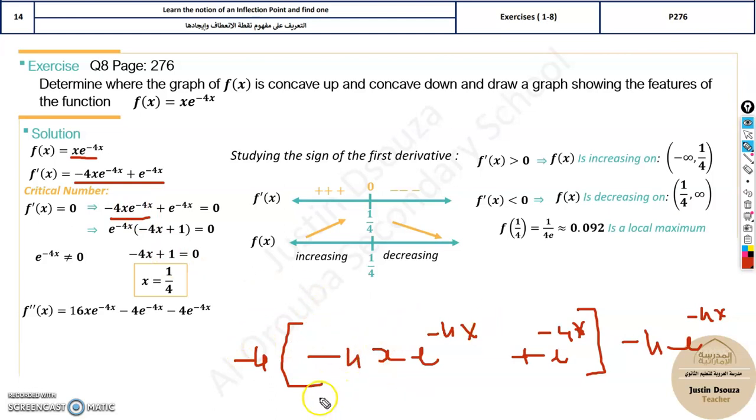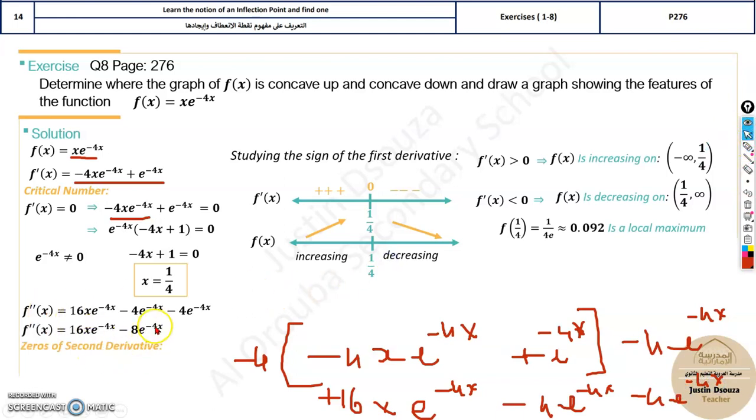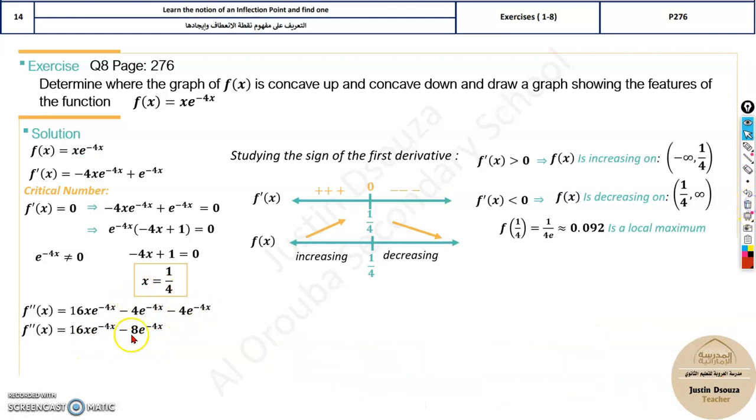Now multiply this inside, minus minus will be plus 16x e to the power minus 4x. Then this minus over here, minus 4 e to the power minus 4x, and this is also minus 4 e to the power minus 4x. Now we can simplify and make it short. Over here we can add these two because they are minus and minus. It'll be minus 8 e to the power minus 4x, and now you need to equate it to 0.